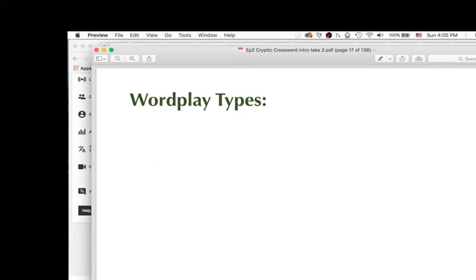So the primary part of constructing a cryptic crossword, most of the work goes into writing the clues. And it will be important for us to keep in mind the options that we have for the wordplay, because writing a definition is fairly straightforward. But if you have to combine definition and wordplay, here are some of the tools you can use for the wordplay.